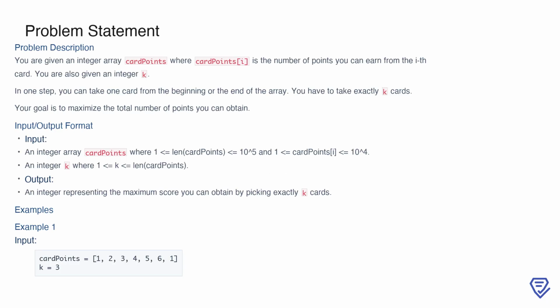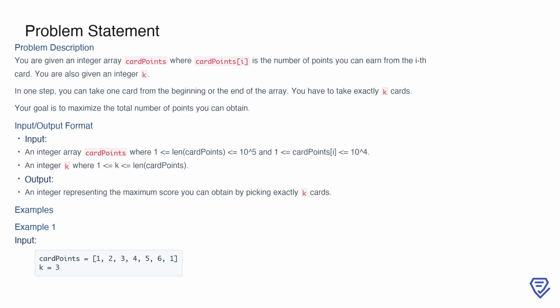In this problem, you are given an integer array called cardPoints, where each element represents the points you can earn by selecting that specific card. Additionally, you're provided with an integer k, which represents the exact number of cards you need to pick. The selection process allows you to pick cards either from the beginning or the end of the array, one card at a time. Your goal is to determine the maximum possible score you can achieve by selecting exactly k cards.